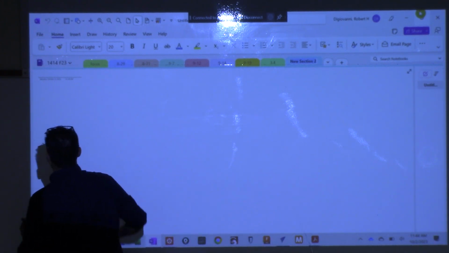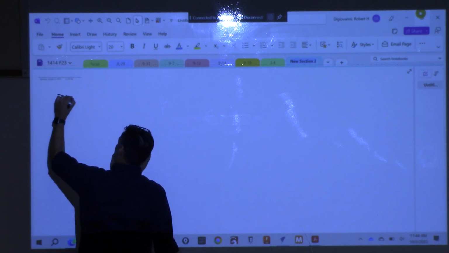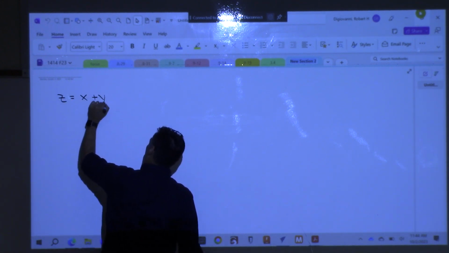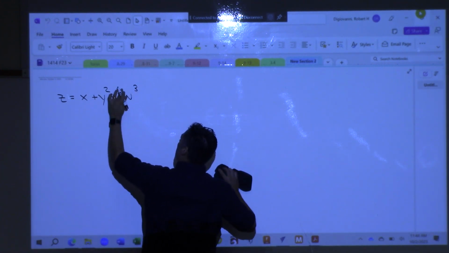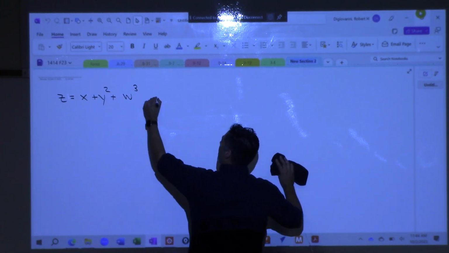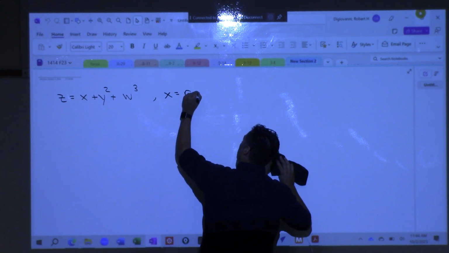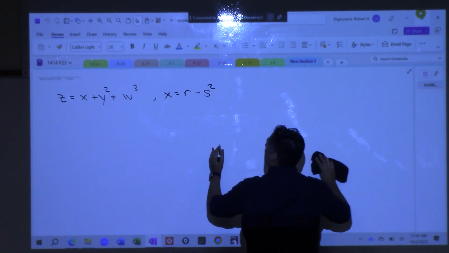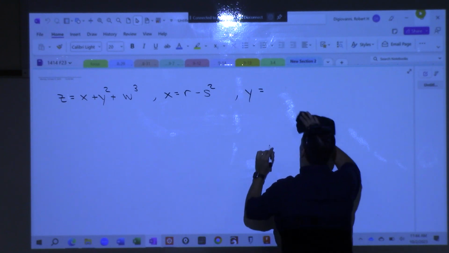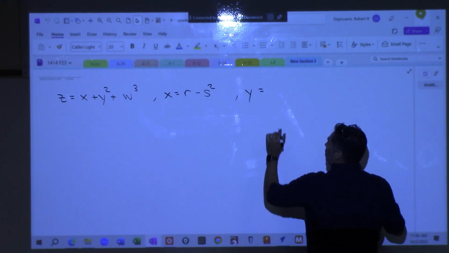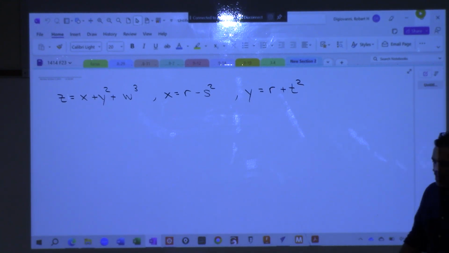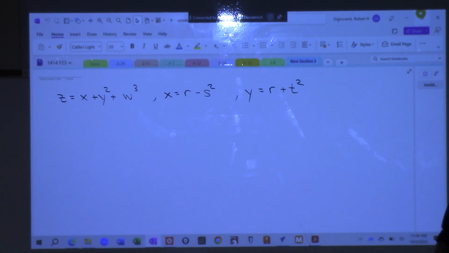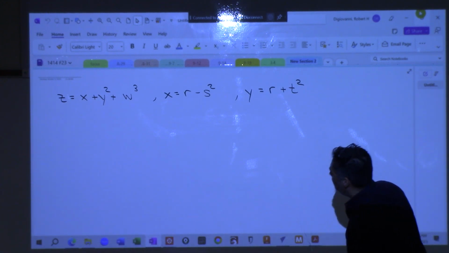All right, so here's what I want to do. Let's do z is equal to x plus y squared plus w to the third. Okay, make that kind of nice for you. I'm going to say that x is equal to r minus s squared. I'm going to say y is equal to r plus t squared. This is where things can get a little bit weird. Do y'all see why this one's weird?